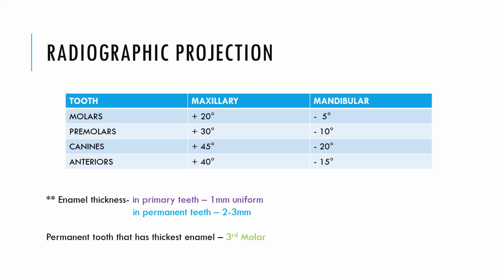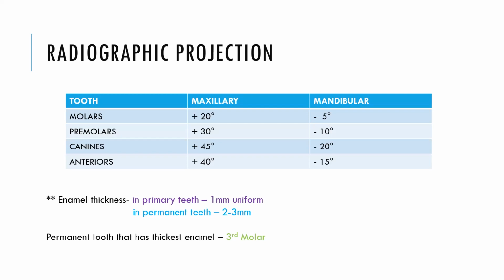So for maxillary teeth, plus 20-degree angulation for molars, plus 30-degree for premolars, plus 45-degree for canines, and plus 40-degree angulation for anteriors. For mandibular teeth, it is minus 5-degree for molars, minus 10-degree for premolars, minus 20-degree for canines, and minus 15-degree for anterior teeth, which are the central incisors and the lateral incisors. Okay, you just need to remember these angulations.